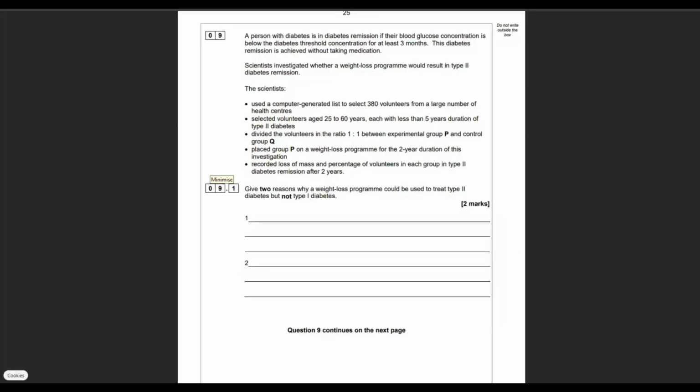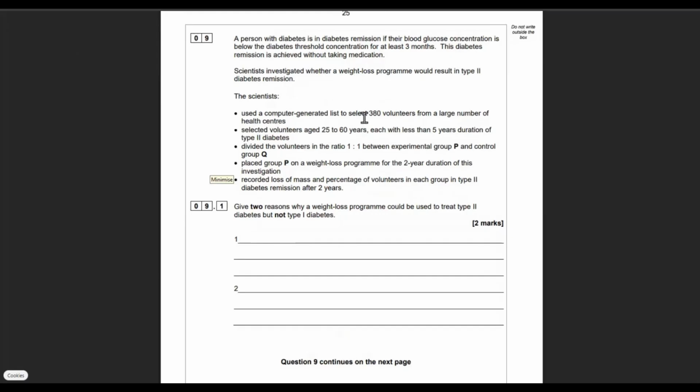Welcome to Let's Get to the Marks, going for an A-level evaluation question of an investigation in A-level biology. Let's get into it. So question 9, a person with diabetes is in diabetes remission if their blood glucose concentration is below the diabetes threshold concentration for at least 3 months. This diabetes remission is achieved without taking medication. Scientists investigated whether a weight loss program would result in type 2 diabetes remission. The scientists used a computer-generated list to select 380 volunteers from a large number of health centers.